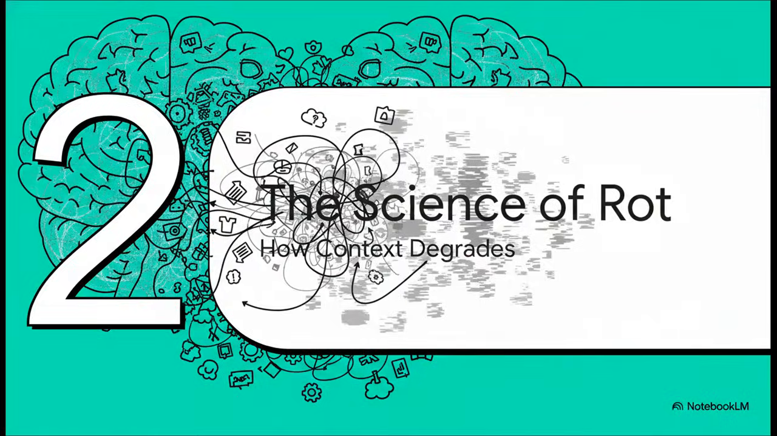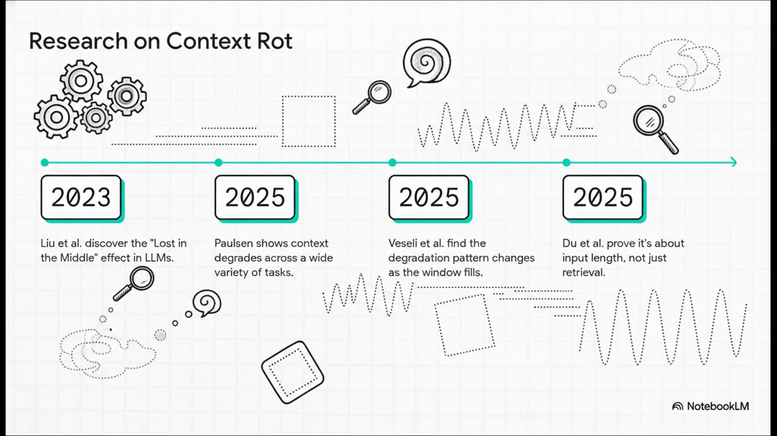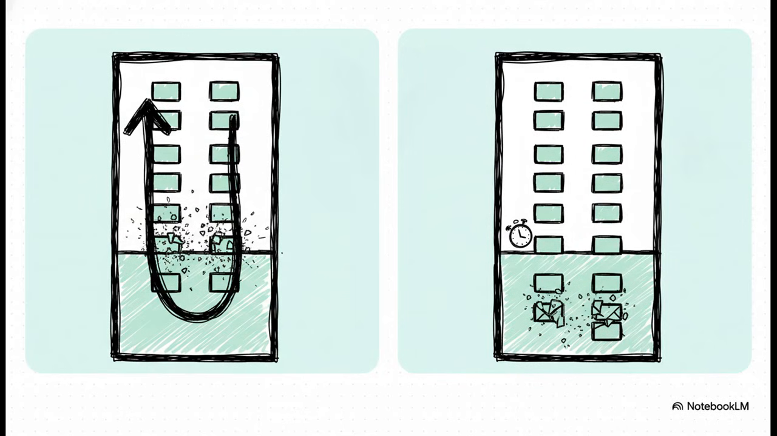Okay, so we know the memory is limited, but how exactly does it go bad? Well, there's a science to the rot. Starting back in late 2023, a whole bunch of research papers started digging into this problem. And what they found was that these AIs don't just forget things randomly. Oh no, they forget in very predictable patterns. And this is the crucial takeaway. The way an AI forgets actually changes depending on how full its memory is.